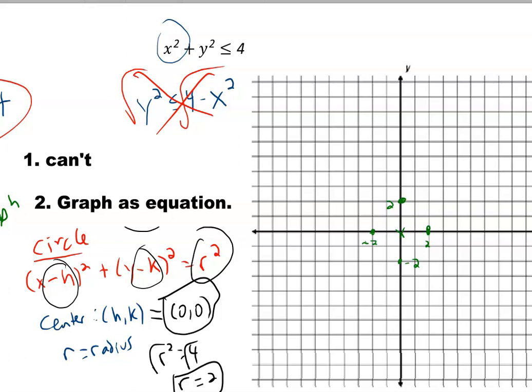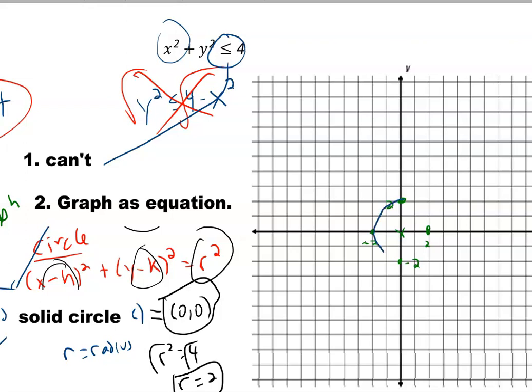Before I go to draw the circle, I have to make a decision. Am I going to draw this circle as a solid circle or as a dashed circle? In this case, it'll be solid because we have an equals to here. Because of the equals to, this will be solid. So I'll draw this in the normal way, connecting these 4 points as a circle. Let's just pretend it's a circle.